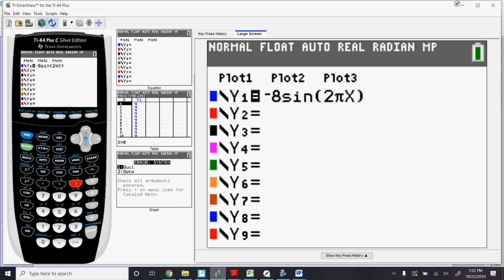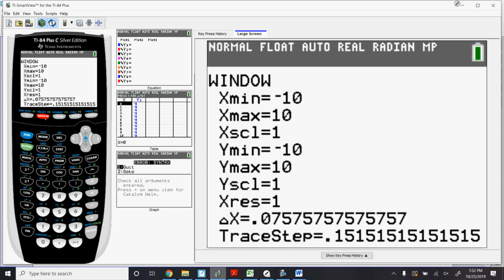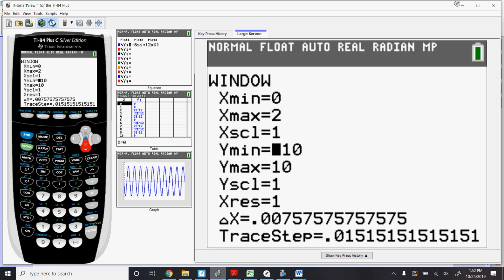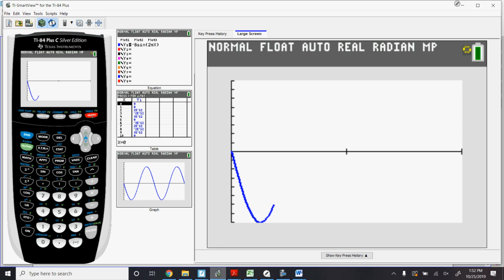So I got my window. I'm going to set my x min at 0 and my x max at 2, right? And I'm going to do my y min at -8 and my y max at 8. Then I hit graph to get an idea of what this function looks like.